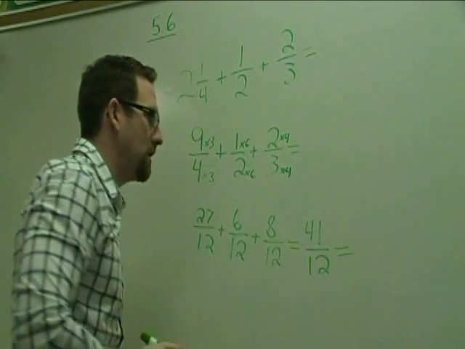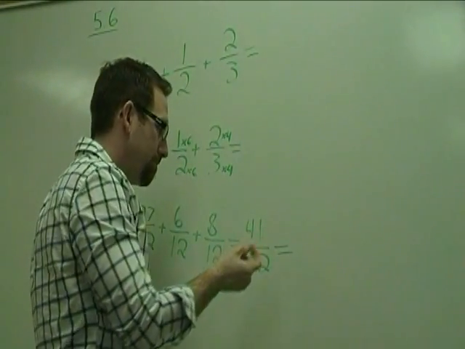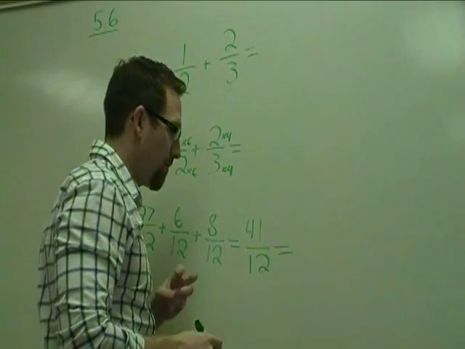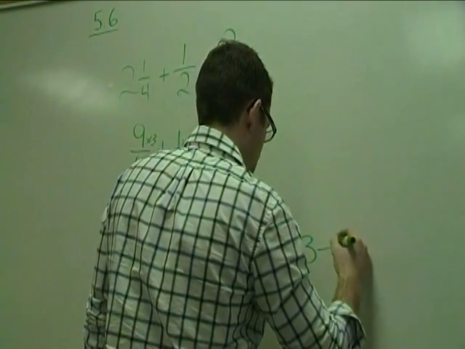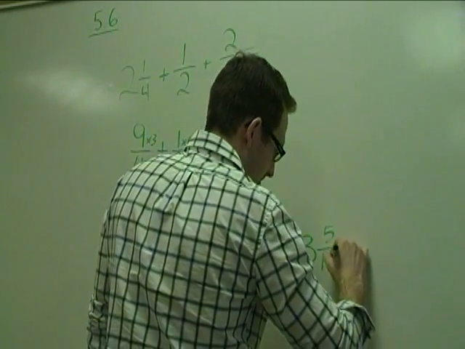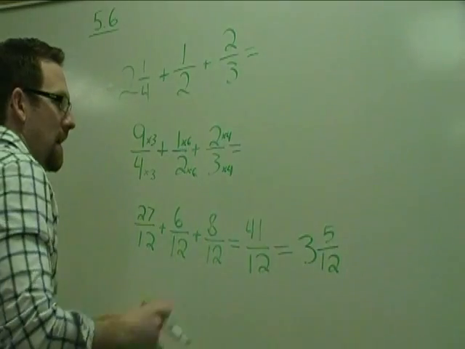Okay, now we need to change that improper fraction into a mixed number. So 12 is going to go into 41 3 times. And you get 5/12. Okay, that's your answer.